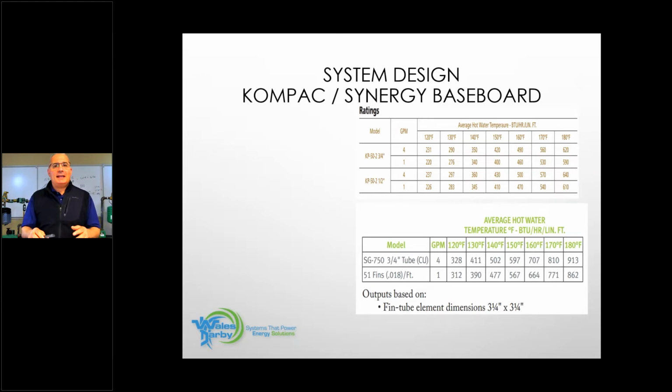All right. But you have the Slant/Fins of the world out there, the NBCs of the world out there too. And on the top, you're going to see two ratings. Every baseboard manufacturer gives you ratings based on 4 GPM and 1 GPM, and then temperature ratings across the top of their spec sheet. So here at 4 GPM at 180 degrees, that Compact board will give you 620 BTUs a foot. Impressive.